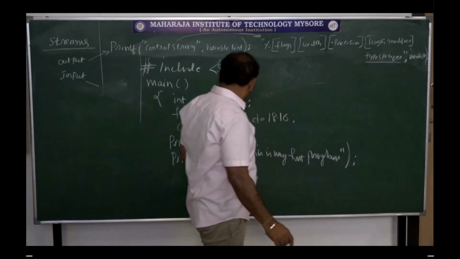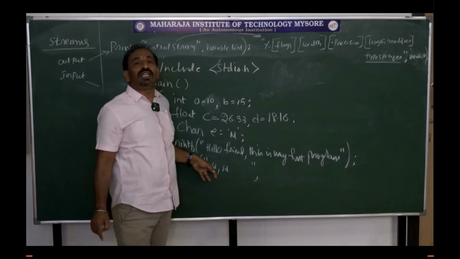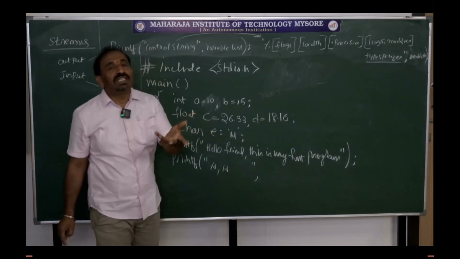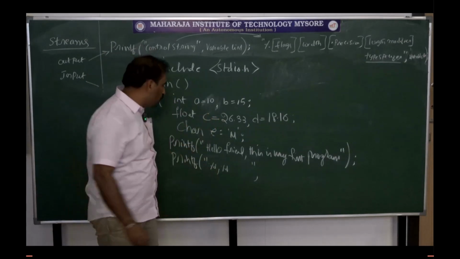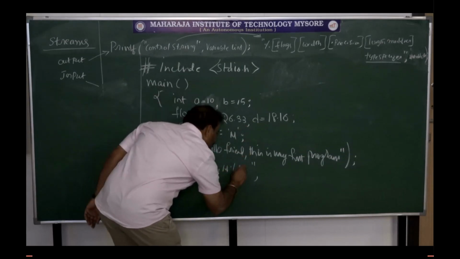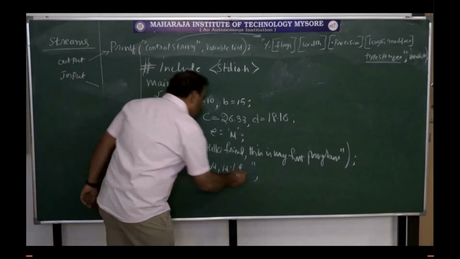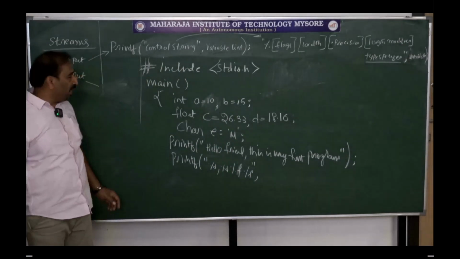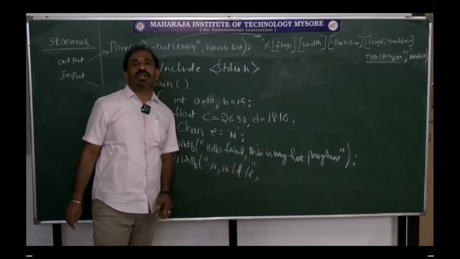Type specifier: if you are going for integer, then you have to write d. If you are going for float, d represents digit, f is for float, so you have to use f. So %f, %f. You can use another %f. Now I am trying to print 2 integers and 2 float numbers.